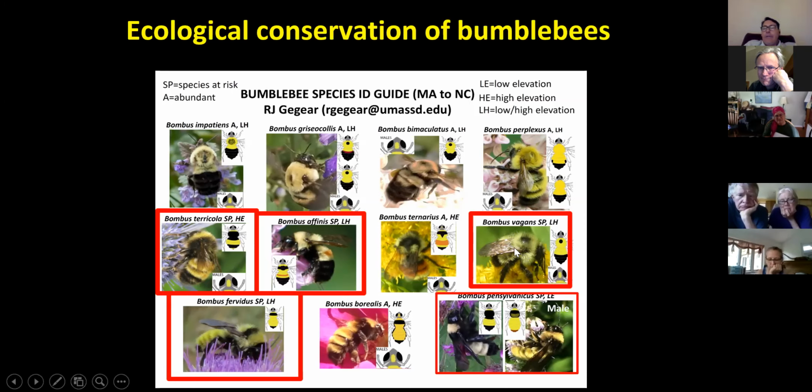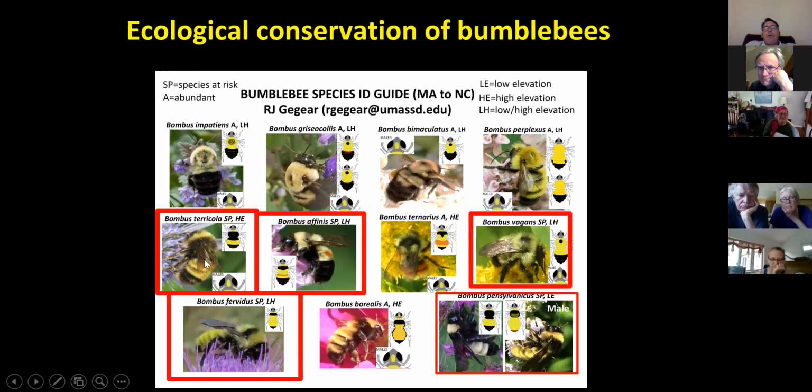And so the question is, what should you put in to help these species? Can I just throw anything down, or should I be a little bit more specific? You can see there are some low, high elevation, and the species at risk are given, and whether they're abundant as well. So you're going to see a lot of these ones right now, Bombus bimaculatus and impatiens. You'll see a lot of those. The good thing is the ones that are in trouble are more interesting, like easy to identify.